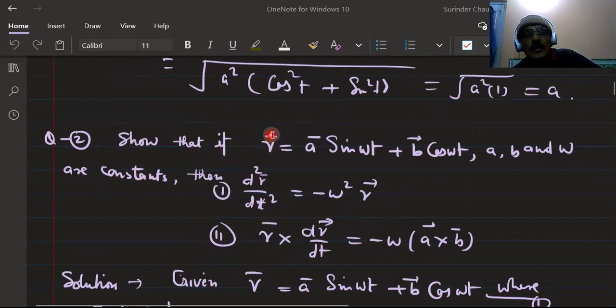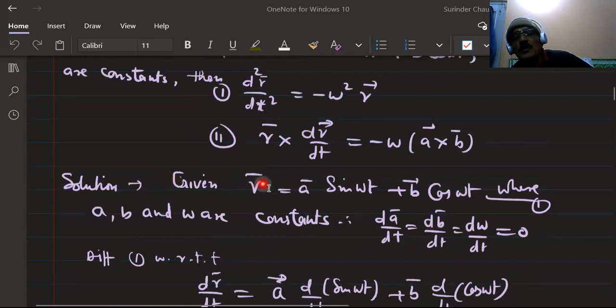Show that if r vector is equal to a vector sin omega t plus b vector cos omega t, where a vector, b vector and omega are constants, then the second derivative of r vector with respect to t is equal to minus omega squared r vector, and the second result is r vector cross the derivative of r with respect to t is equal to minus omega a vector cross b vector.